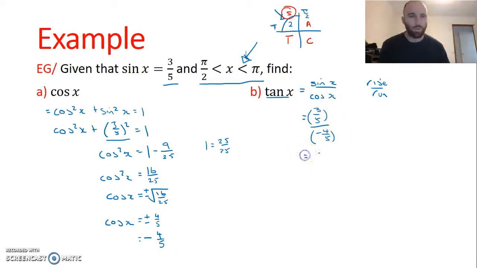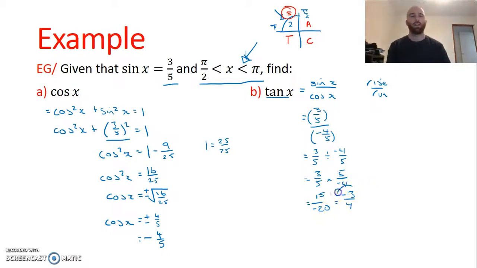What I'm going to do is break these up. So 3 over 5 divided by negative 4 over 5. Remember, when we divide fractions, we flip the last fraction, our denominator fraction. So this becomes 3 over 5 times 5 over negative 4. We simplify. So 3 times 5 is 15, and 5 times negative 4 is negative 20. To simplify that, we get negative 3 over 4. I just brought the negative to the top, it doesn't really matter. That's our value for tan of x, negative 3 over 4.